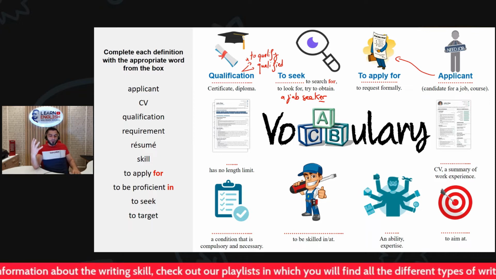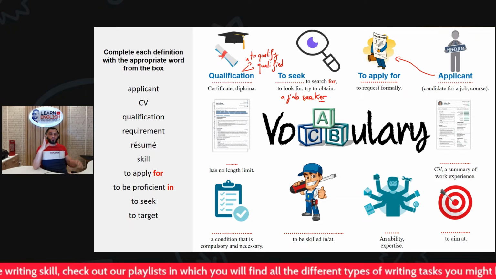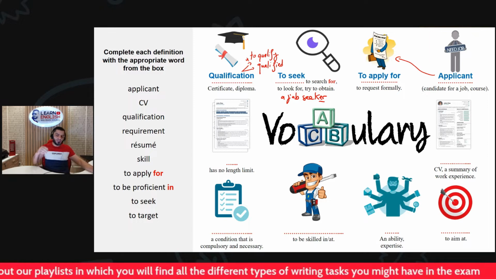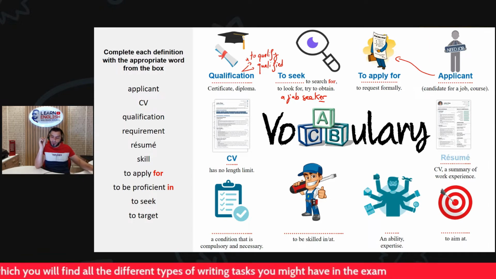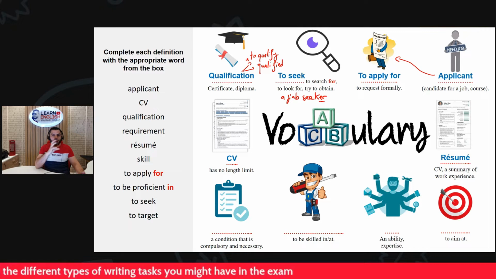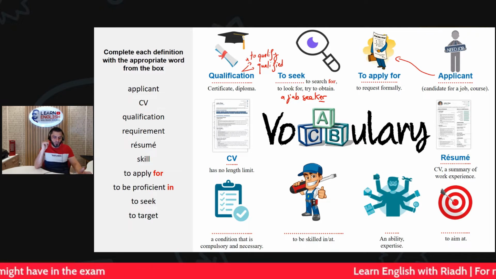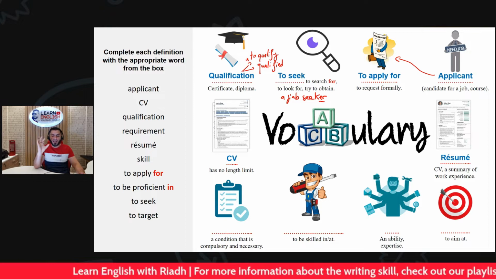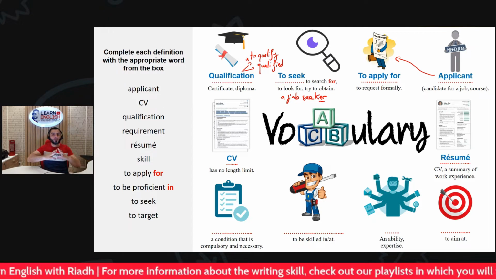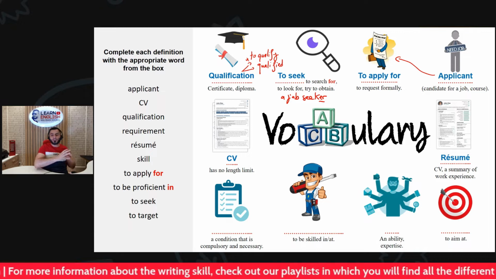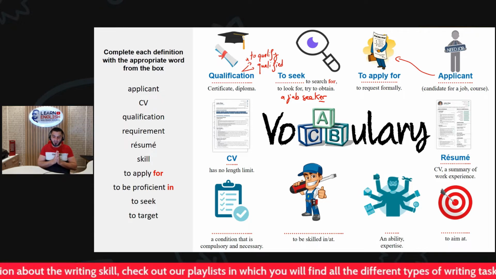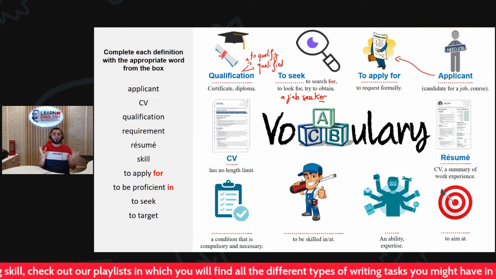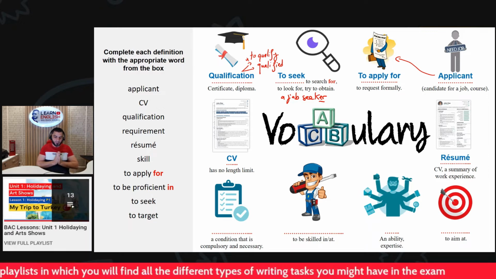So to apply for a job, what do you need? You need to prepare your own CV or resume. They seem to be similar, but there is a slight difference between these two words. A CV has no length limits, so it can be 4 or 5 pages if you want, but a resume is like the short version of the CV. So it's the summary of your work experience.